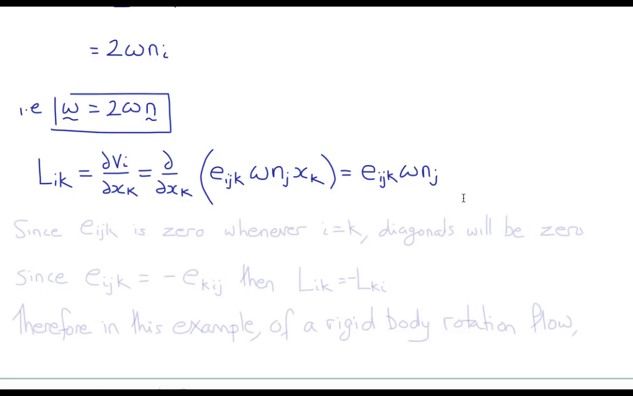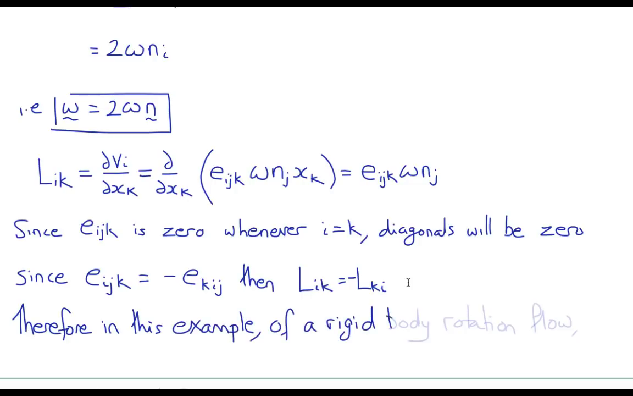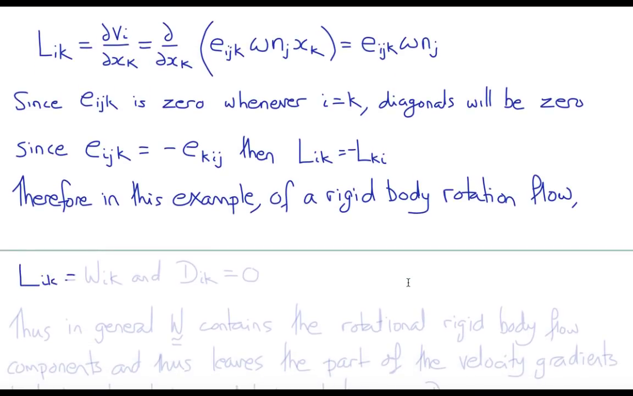Now, if we look at this expression, we realize that epsilon_IJK is zero whenever I is equal to K. So therefore, the diagonals of L_IK will always be zero. So what about when I is not equal to K? Well, then in that case, we note that epsilon_IJK would be the negative of epsilon_KIJ, because that changes the permutation, which would mean that L_IK must equal negative L_KI. In other words, what we've seen here is that the velocity gradient tensor is in fact a skew symmetric tensor, which means that in this example of a rigid body rotation, the velocity gradient tensor is the spin tensor W, and the rate of deformation tensor is equal to zero.